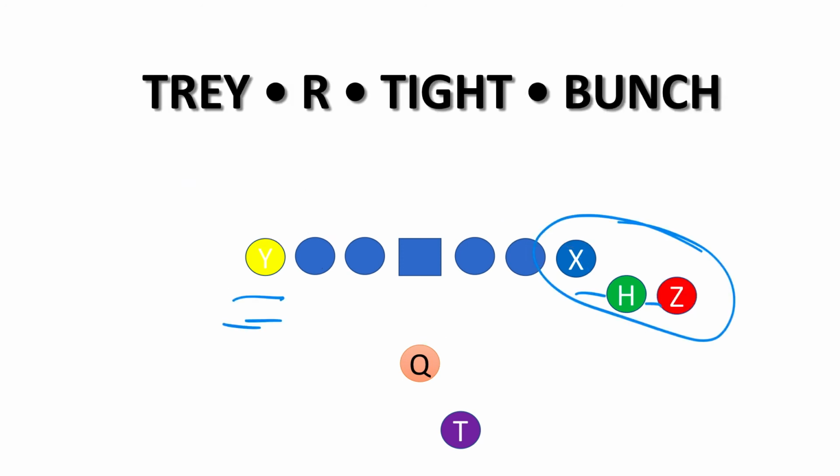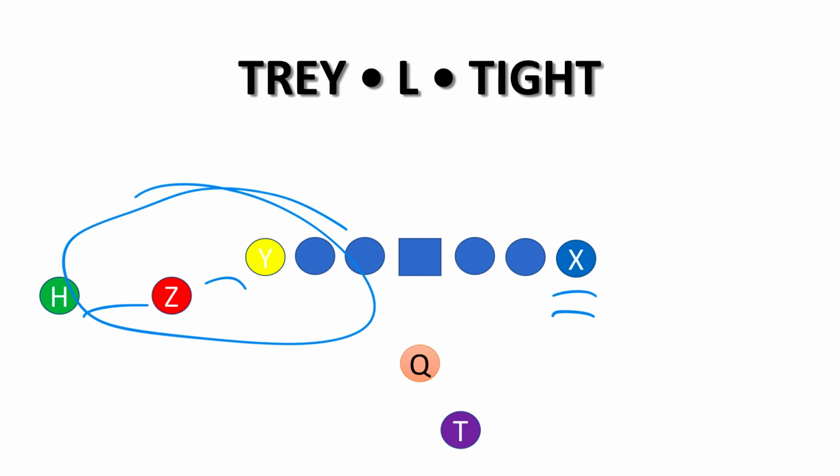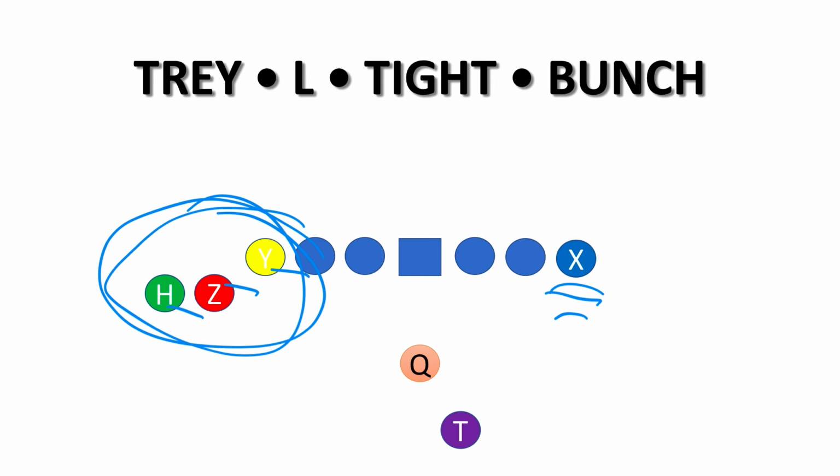Tray right, tight bunch, tray right, bunch with a tight tag. Okay, same things, just the other way. Tray left, so we're in tray left with a tight call. Tray left bunch, so we're bunched, 1-yard splits with a tight tag.